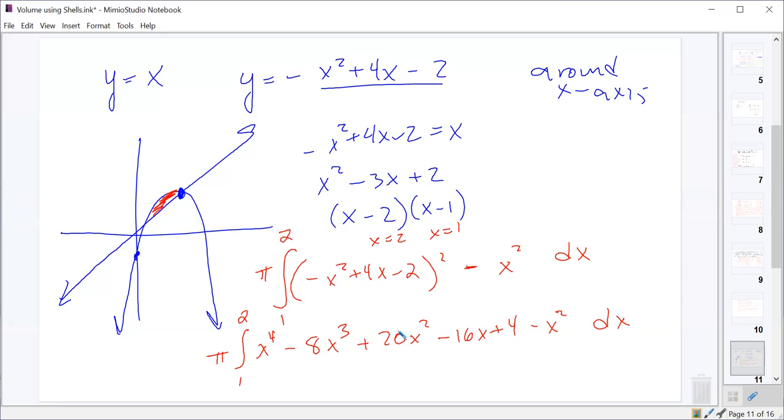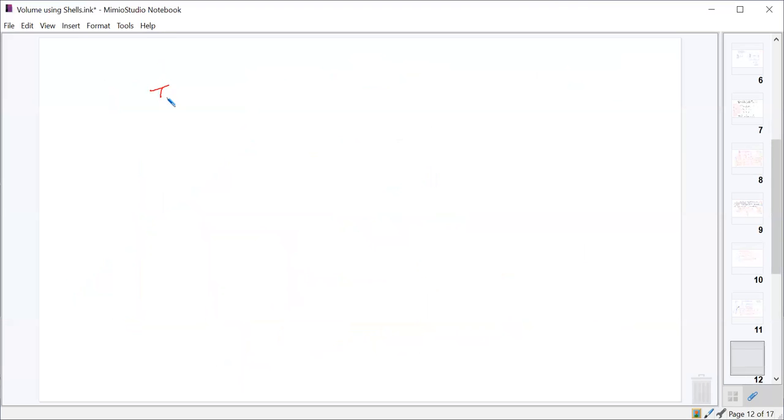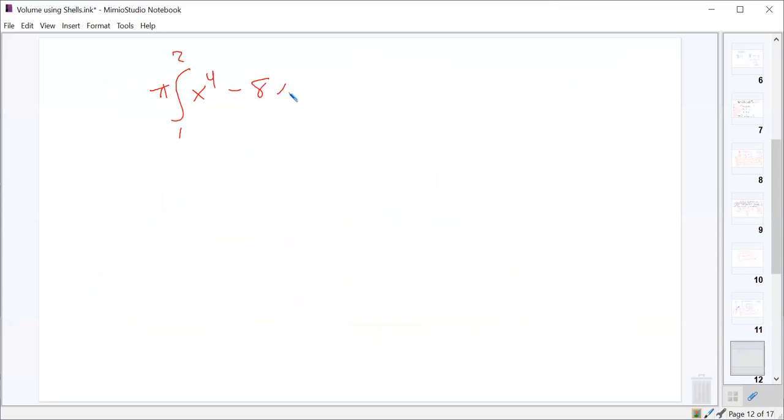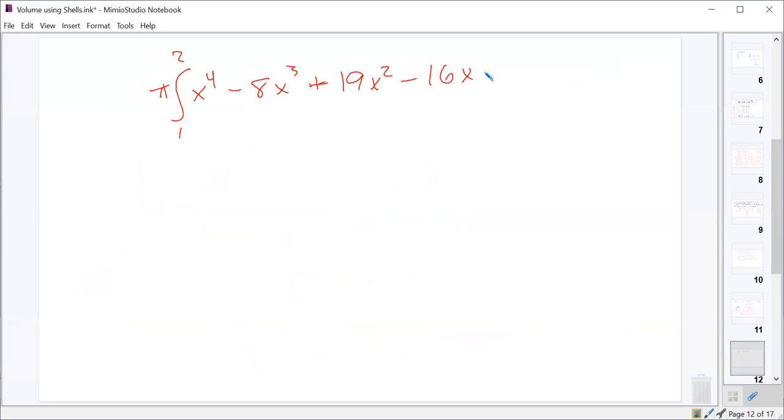And then we'll combine our like terms. We have 20x squared and x squared, which is going to give us a 19x squared. And we're going to have some really unpleasant arithmetic to finish this off with. So we have pi integral 1 to 2 of x to the 4th minus 8x cubed plus 19x squared minus 16x plus 4. Everybody okay with that?